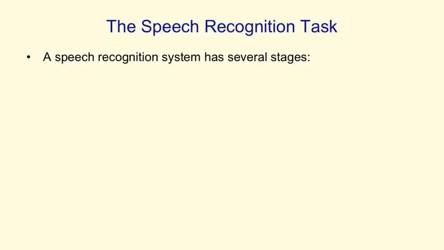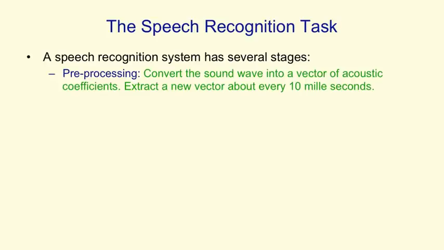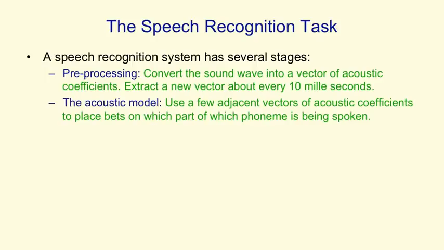Another task that neural nets are now very good at is speech recognition, or at least part of a speech recognition system. So speech recognition systems have several stages. First, they pre-process the sound wave to get a vector of acoustic coefficients for each 10 milliseconds of sound wave. And so they get 100 of those vectors per second. They then take a few adjacent vectors of acoustic coefficients, and they need to place bets on which phoneme is being spoken. So they look at this little window, and they say, in the middle of this window, what do I think the phoneme is and which part of the phoneme is it?